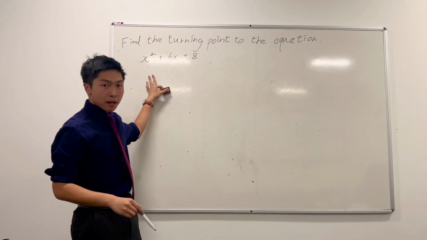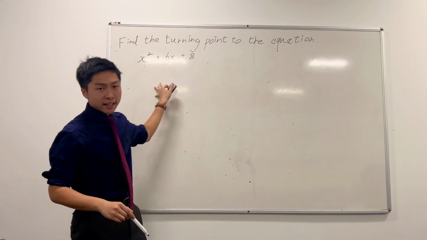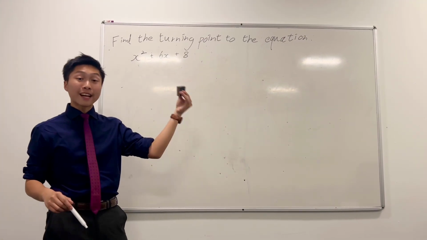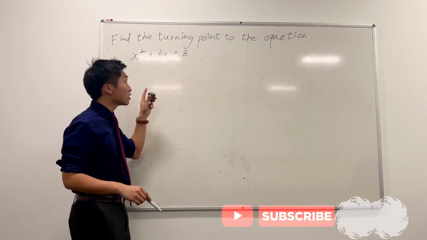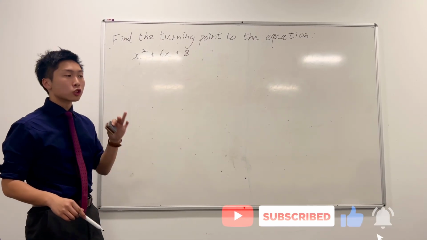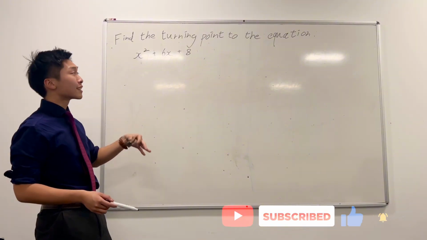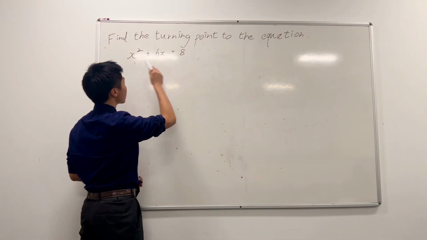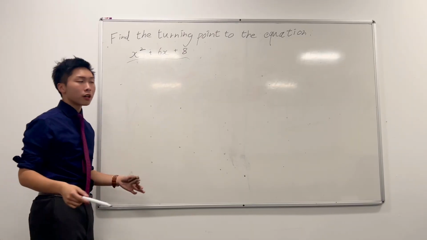And remember this, because this has come up on the back end of the papers, and then people are stressed, they do it wrong, or they even forget the method. Completing the square is a topic that is very important. But first, let's dissect this question. Find the turning point to this equation. What is the turning point?